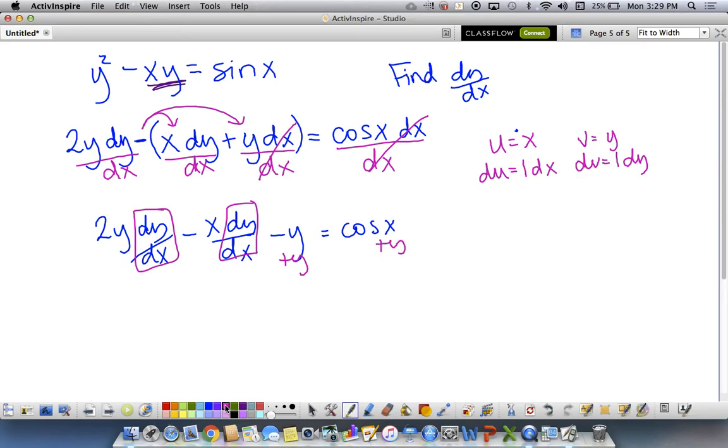If you feel confident, you can do this all in one step. Go ahead and factor out that dy/dx. And then I have a 2y minus x equals cosine x plus y. Hope I'm not going too fast. It's okay. You can tell me to slow down, but I probably won't hear you just yet.